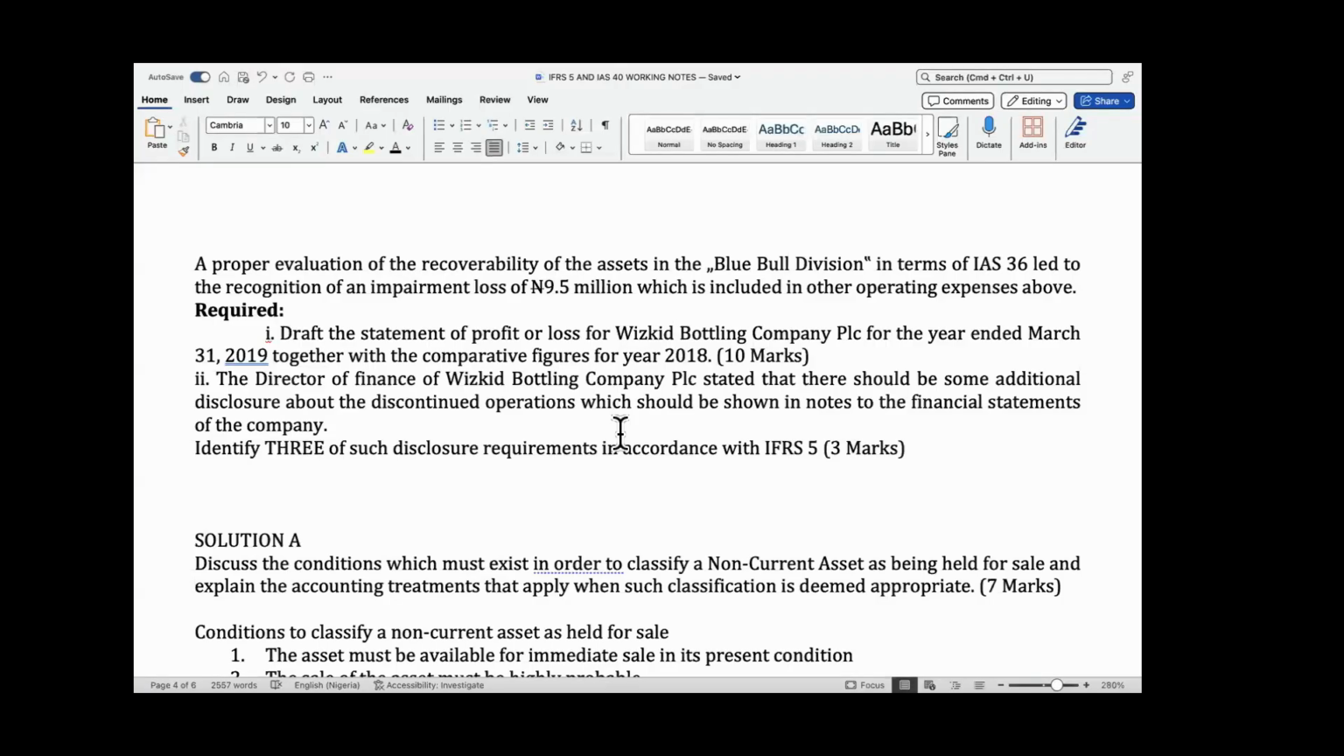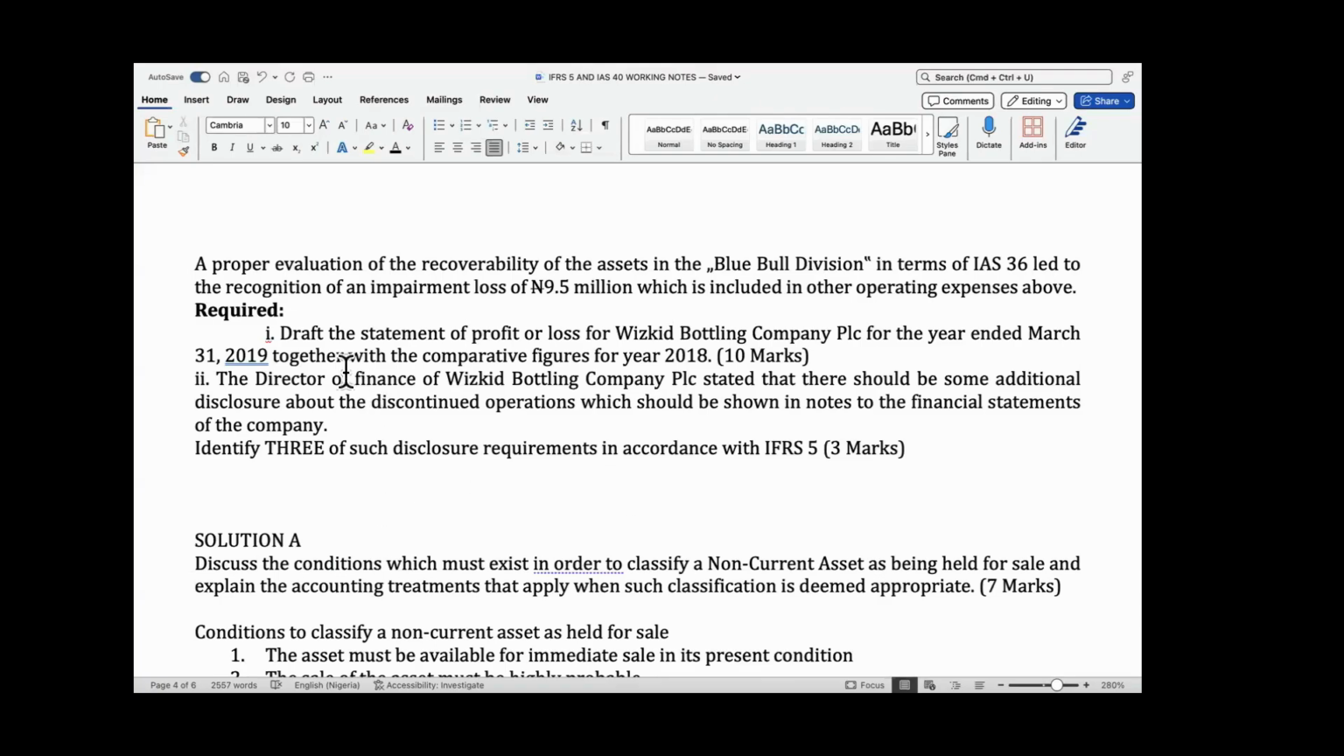You are then required: 1. Draft the statement of profit or loss for Whiskey Bottling Company PLC for the year ended March 31st, 2019, together with the comparative figures for the year 2018. 2. The Director of Finance of Whiskey Bottling Company PLC stated that there should be some additional disclosure about the discontinued operations, which should be shown in notes to the financial statements of the company. Identify 3 of such disclosures required in accordance with IFRS 5.